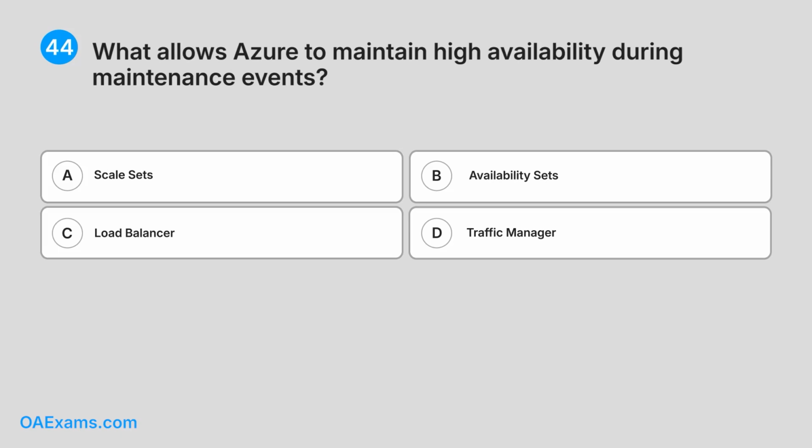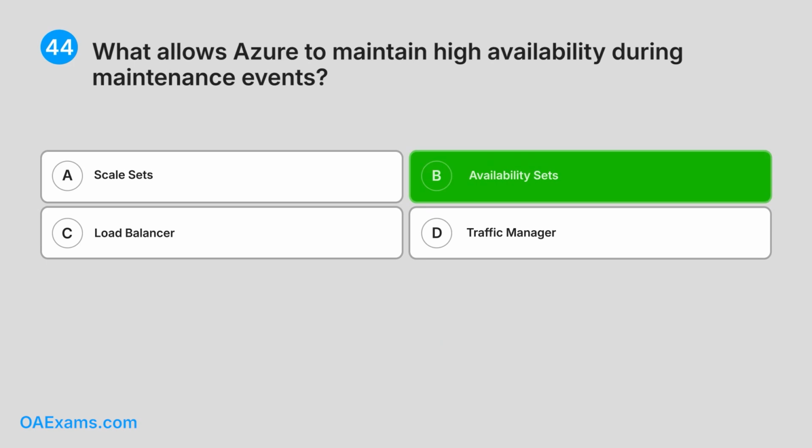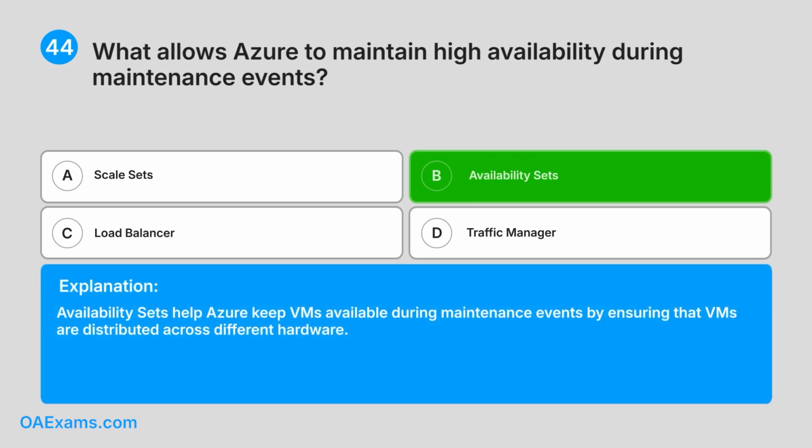44. What allows Azure to maintain high availability during maintenance events? A. Scale sets. B. Availability sets. C. Load Balancer. D. Traffic Manager. What do you think is the answer? Correct answer B. Explanation: Availability sets help Azure keep VMs available during maintenance events by ensuring that VMs are distributed across different hardware.